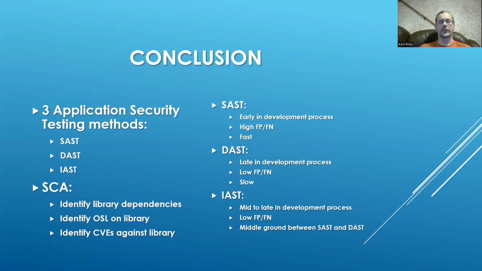DAST and IAST both typically are utilized later in the development process, but have a lower rate of false positives and false negatives. DAST typically is the slowest of the three. IAST tends to find a nice middle ground between the two, and in my opinion provides the best of both worlds between a SAST and DAST solution.